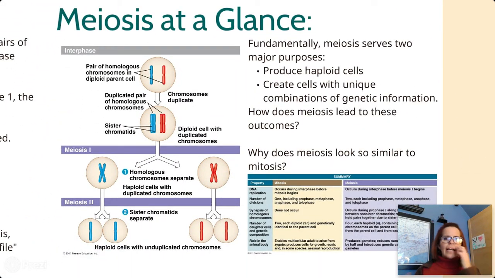Okay, meiosis at a glance. This is just kind of summarizing what happens in the whole process. Fundamentally, meiosis serves 2 major purposes: to produce haploid cells from a diploid organism and to create cells with unique combinations of genetic information. So remember, when the cell becomes haploid, that happens right at telophase 1. Now we have 2 haploid cells. And then the diversity comes in the order that the chromosomes line up, in the crossing over, and then also in which sperm and egg actually fertilize one another. When they get fertilized, it's random.